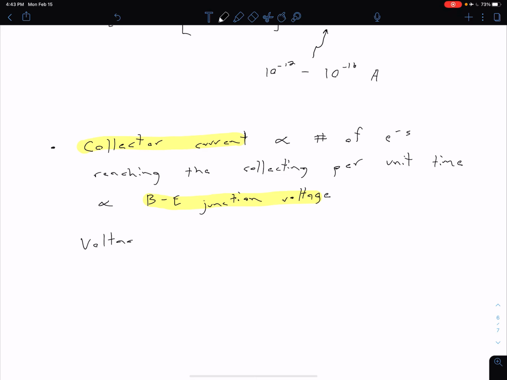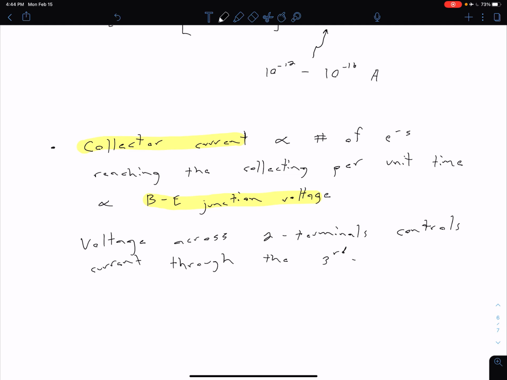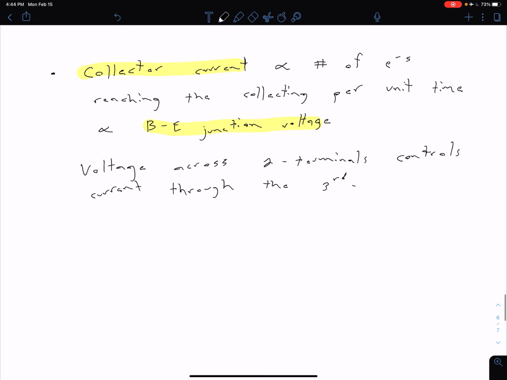So voltage across two terminals controls current through the third. As you remember from a couple videos back, that's our basic transistor action. So we can write our rough equation for our collector current, I sub C.